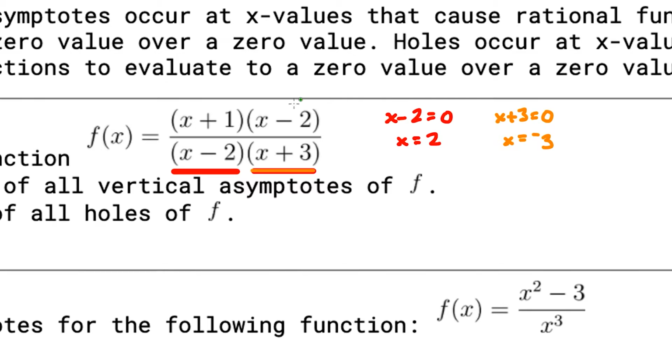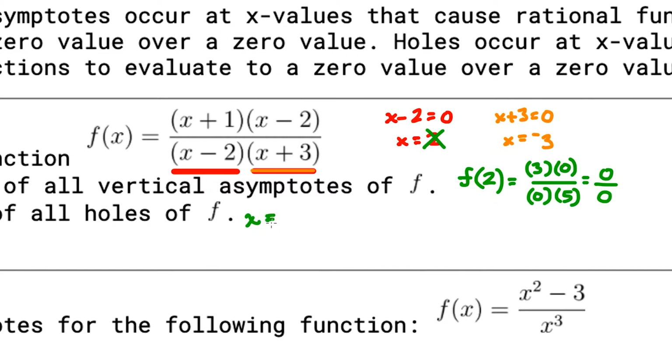So I'm going to plug in 2 to this f of x formula here. So f of 2 is equal to 3 times 2 minus 2, which is 0, divided by 0 times 5. Okay, well this would be equal to a 0 over 0, which is undefined, but since it evaluates to a 0 over 0, it cannot be this x equals 2. In fact, that is where the hole is at x equals 2.